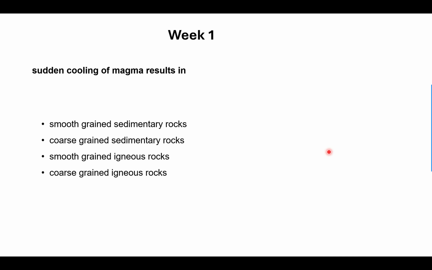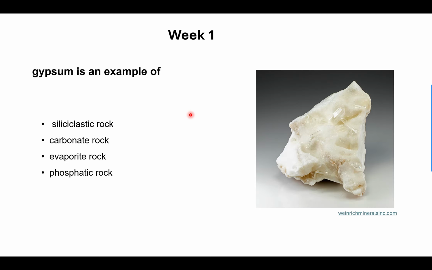Sudden cooling of magma. If you remember the rock cycle, when magma cools, certain types of rocks are formed, which are igneous rocks. Different types of igneous rocks are formed based on how the magma cools. If it cools suddenly, it will lead to certain types of rocks, versus if it cools slowly, there's another type. Here, sudden cooling leads to smooth, fine-grained igneous rocks.